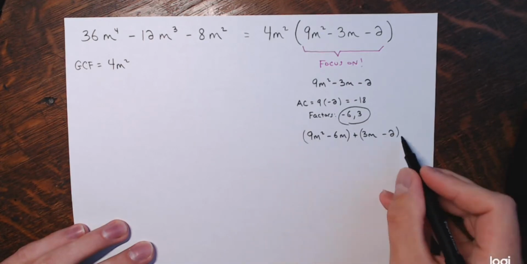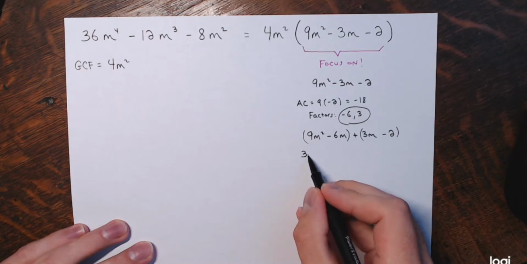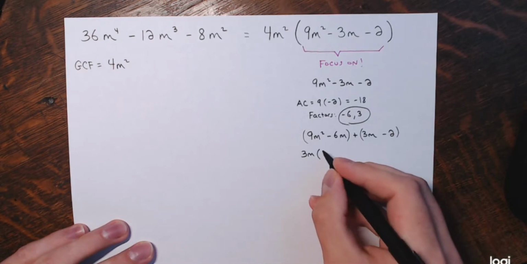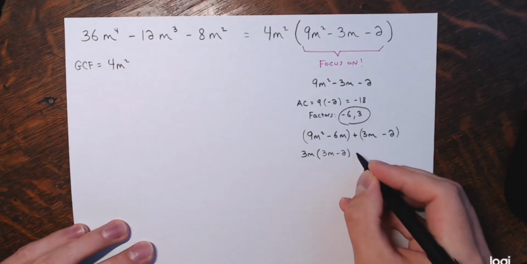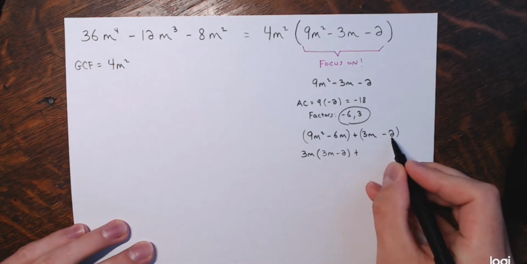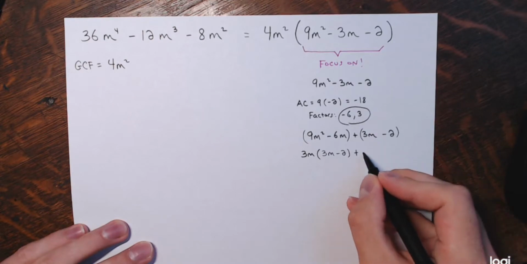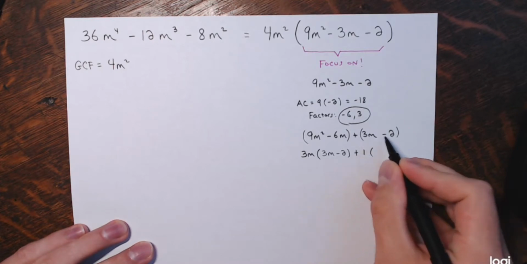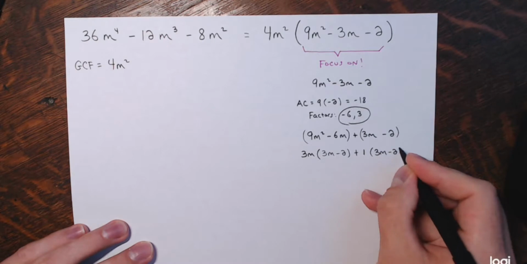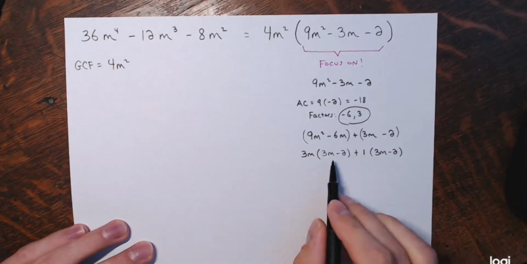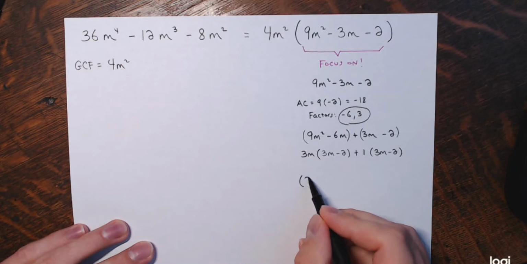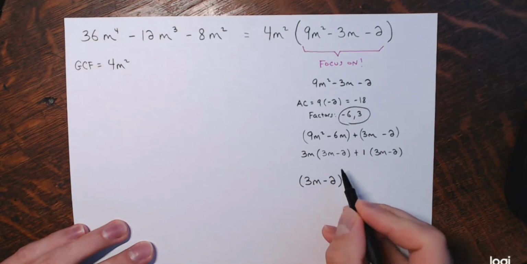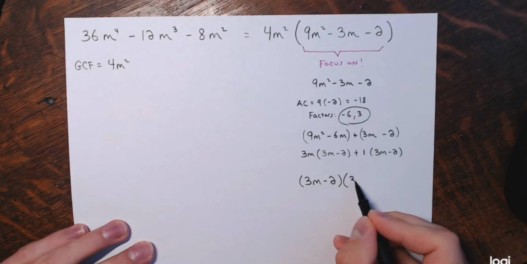And I do grouping: first group plus second group. The first group has 3m as a common factor, and then I'd have 3m minus 2 left over. The second group has 1 as a common factor. Remember, if there's no common factor, then at least 1 goes into everything. So I'll put 1 here for now. You don't have to, but it lets me know that 1 is the greatest common factor of this 3m minus 2. Then these both have 3m minus 2 as a common factor, so we have 3m minus 2 pulled out. And if I remove the 3m minus 2, the other factor is 3m plus 1.